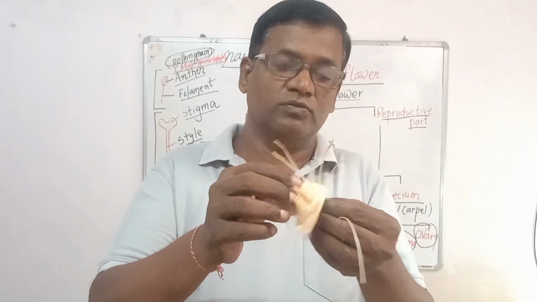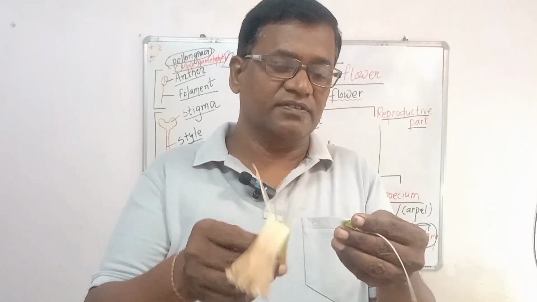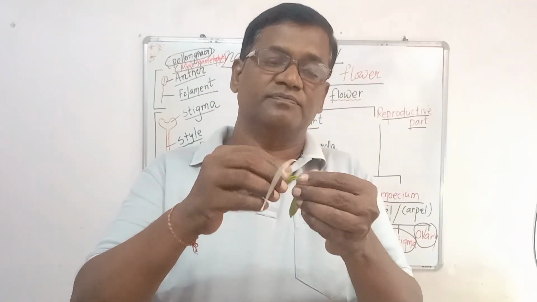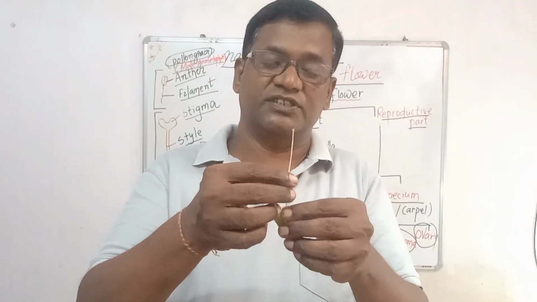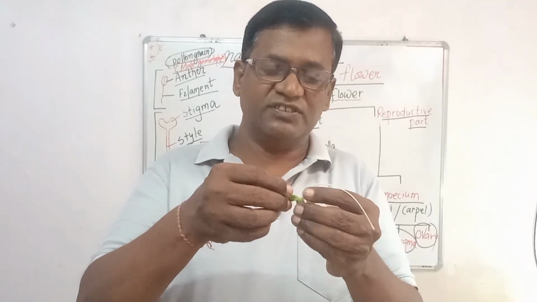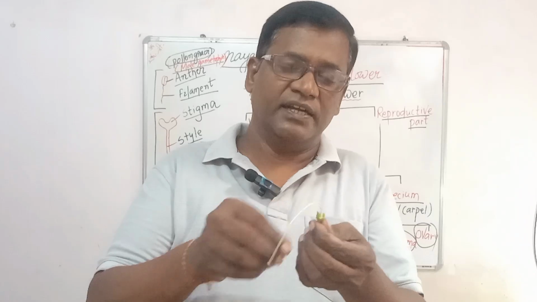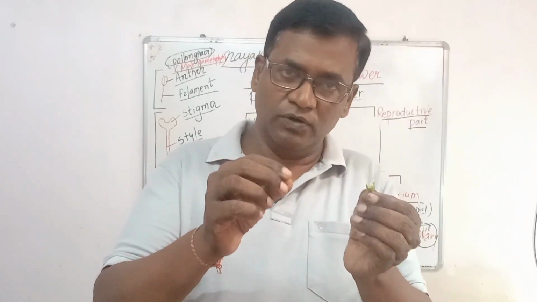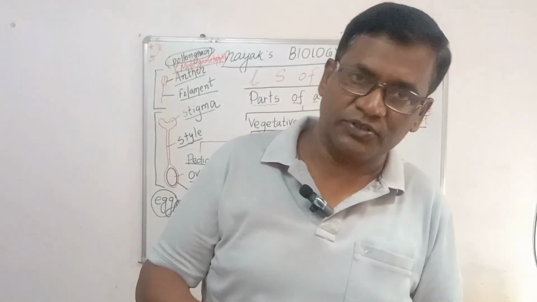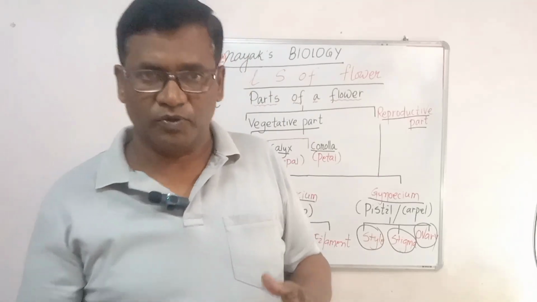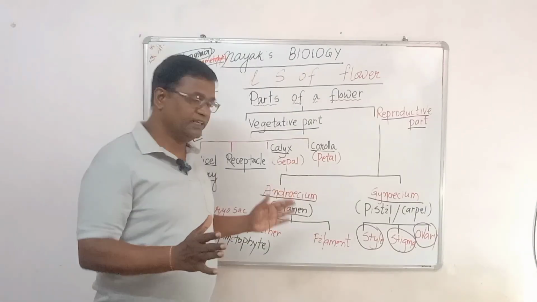If you go down and see, this structure is called the pistil. Below the pistil there is an ovary, and inside the ovary there is an ovule. Inside the ovule there is an embryo sac. I hope you clearly understand the concept.